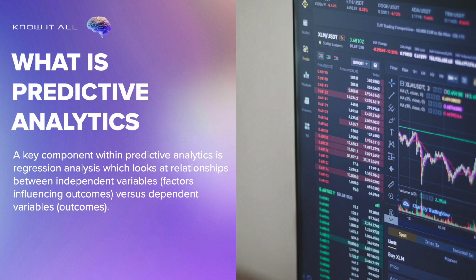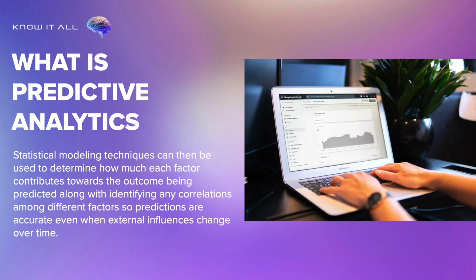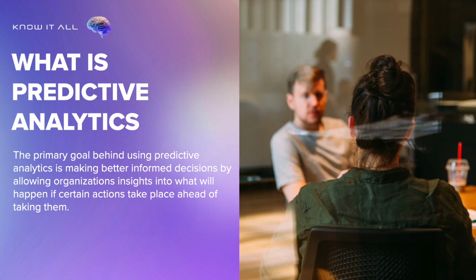A key component within predictive analytics is regression analysis, which looks at relationships between independent variables, factors influencing outcomes, versus dependent variables, outcomes. Statistical modeling techniques can then be used to determine how much each factor contributes towards the outcome being predicted, along with identifying any correlations among different factors so predictions are accurate even when external influences change over time. The primary goal behind using predictive analytics is making better informed decisions by allowing organizations insights into what will happen if certain actions take place ahead of taking them.